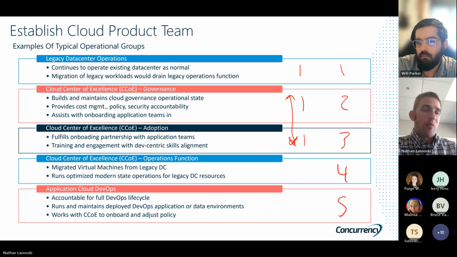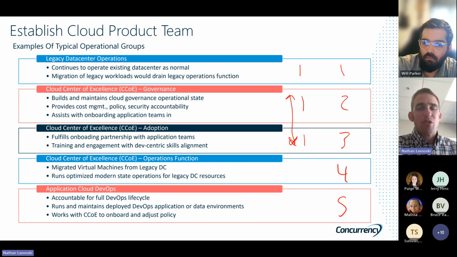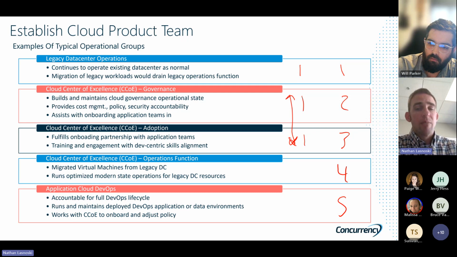So why is this important for cleanup? Why is this spring cleaning? Well, it's hard to do things well unless you've structured yourself well. So if you need to think about how your cloud product teams are organized, how skills are applied, and how people go to do their work, this is a great starting point to think about in the context of that.